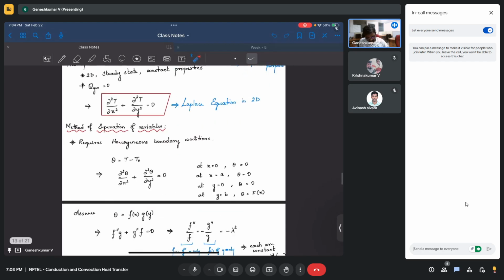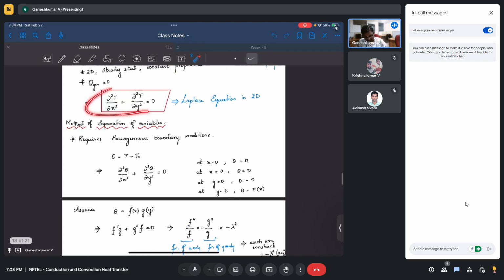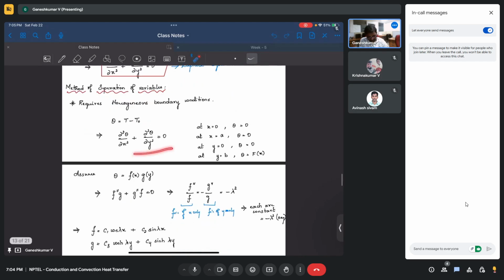If you have such a Laplace equation, there are a few methods to solve it. You cannot simply integrate it as we do for a 1D problem, because you have two independent variables, both x and y. So we have a special methodology called the method of separation of variables. There are a few conditions you need to satisfy. One is it should have homogeneous boundary conditions, and also the equation should be homogeneous. So that is what you see here.